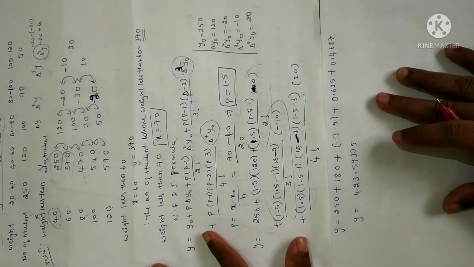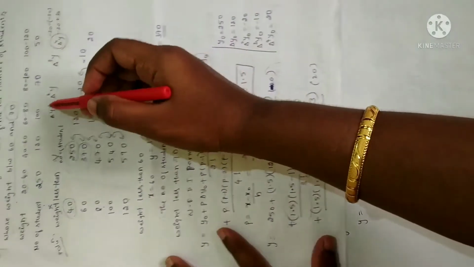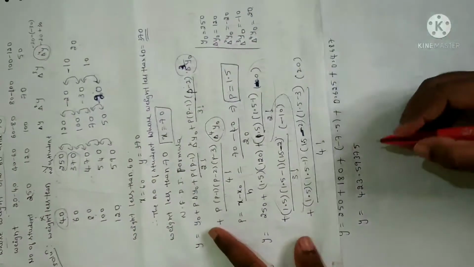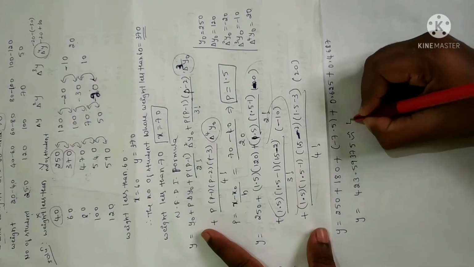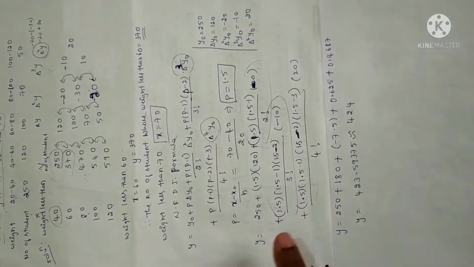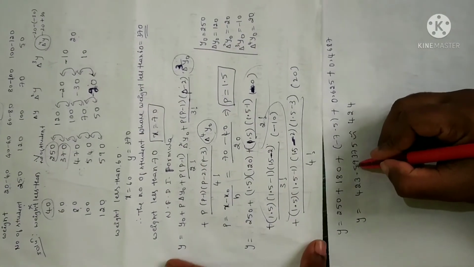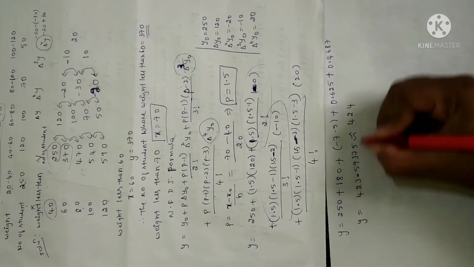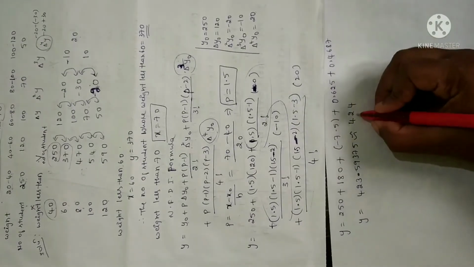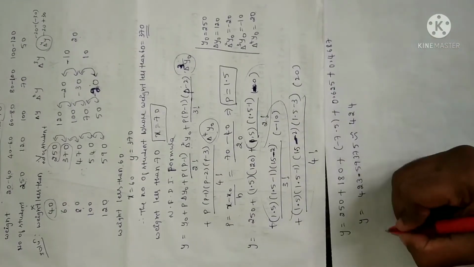Since we are calculating the number of students, right? So it cannot be decimal, that is the number of students whose weight lies between 60 and 70. So number of students cannot be in decimal. We can approximate it as 424. Why? Because it is 0.59. When it is above 5, you have to approximate it as the next number. So it is 424.